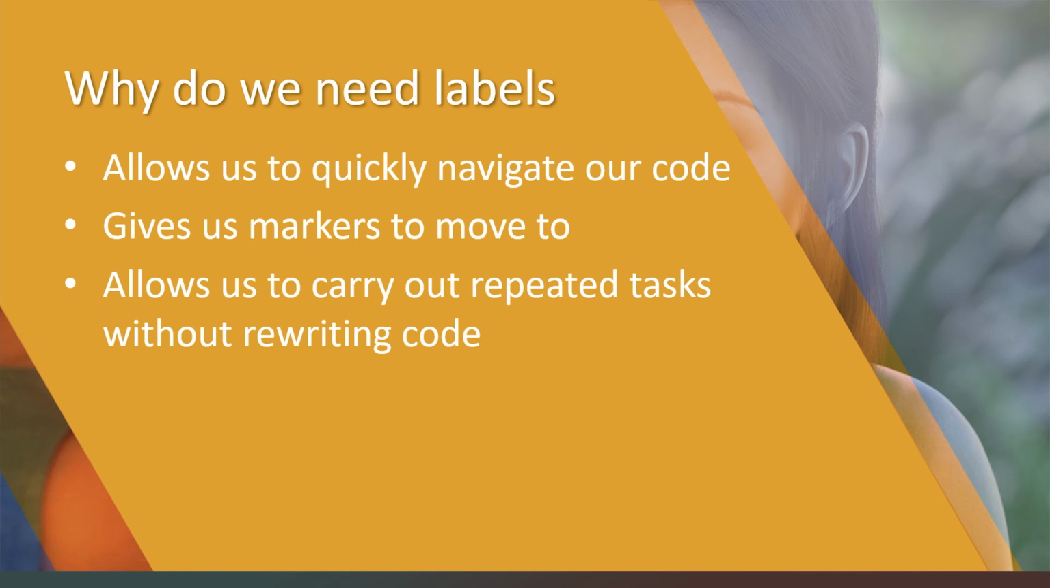Why do we need labels? Well, labels allow us to quickly navigate around our code. They allow us to break up the code and make it clearer where different functionality is included. It also gives us markers that we can move to within our code, for example, using call and jump statements. And as such, allow us to carry out repeated tasks without rewriting code over and over again.